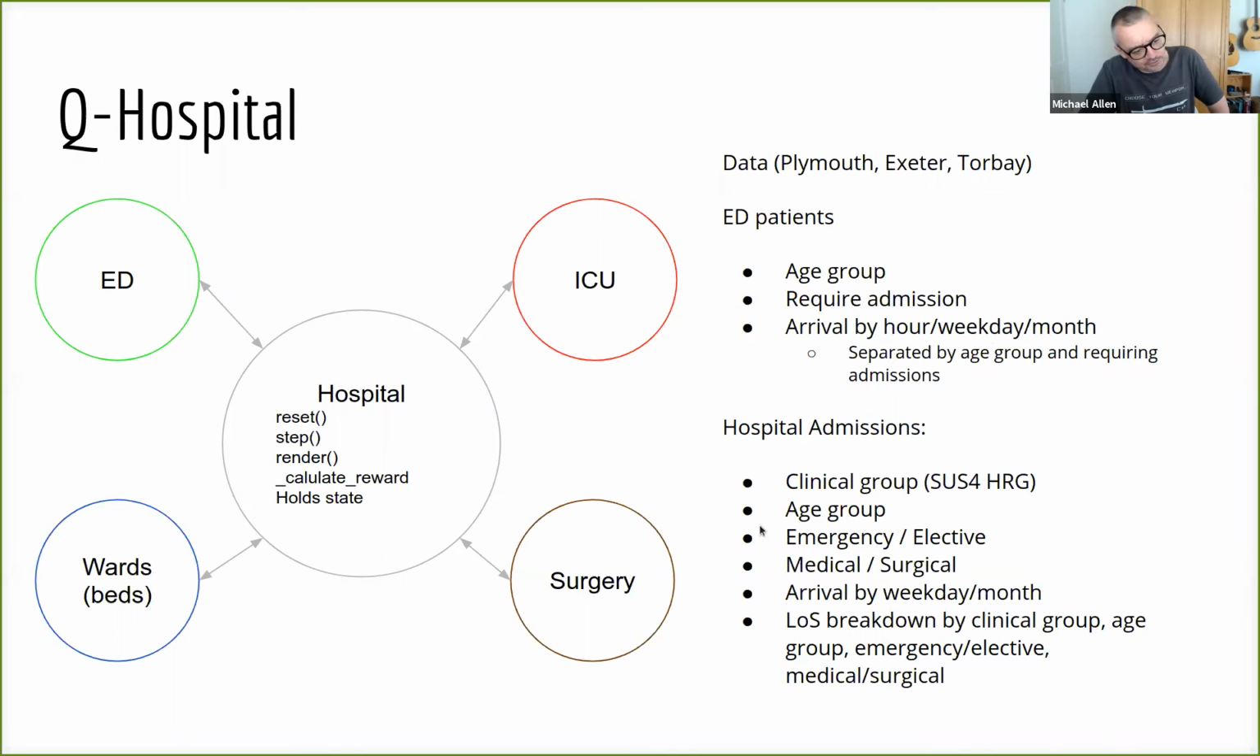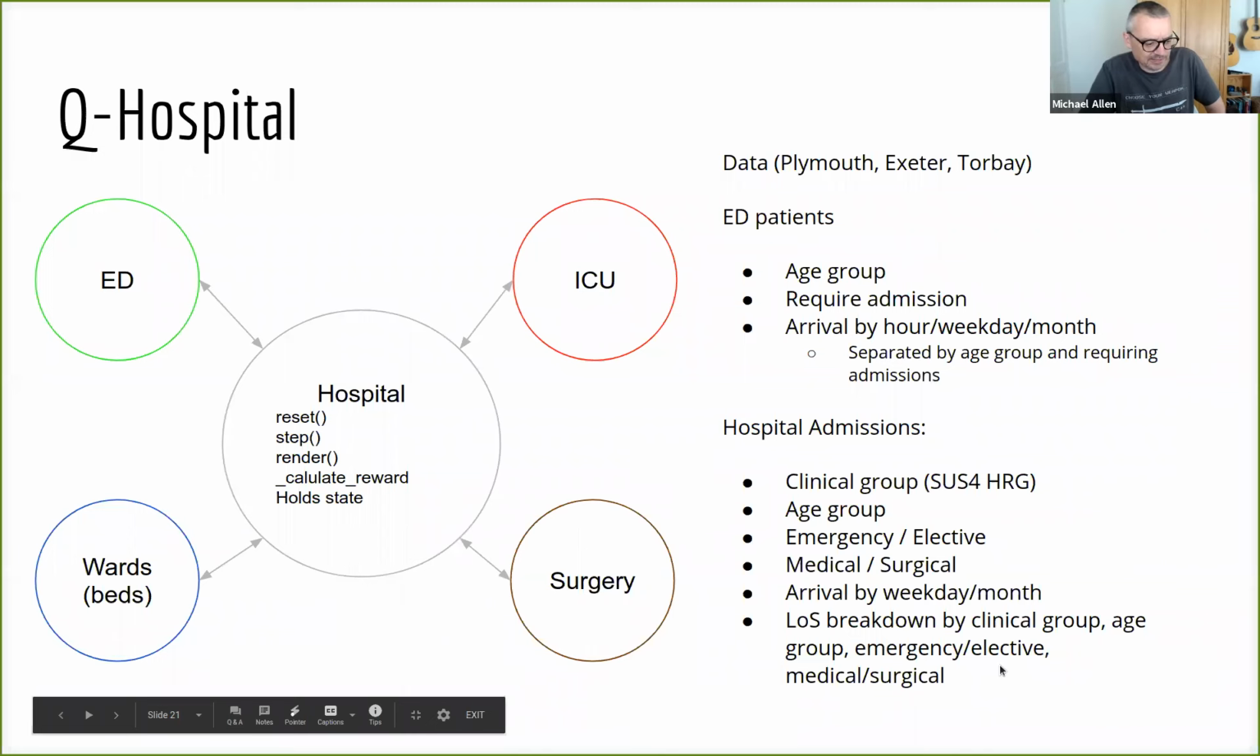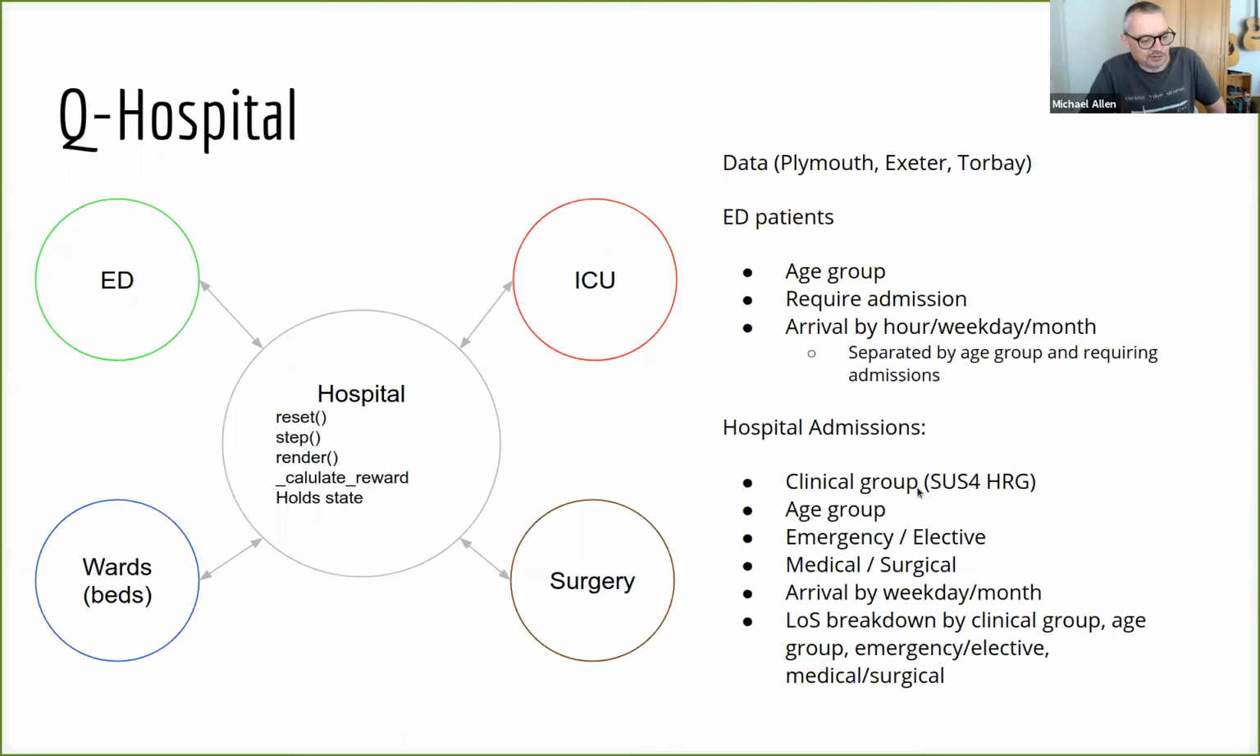And then hospital admissions are split by clinical group. I've used the SUS4 HRG group. I can't remember how many of those there are, 20, 30 something different groups. So it's a not too big, not too small way of dividing patients. Then three age groups, whether they're emergency, elective, medical or surgical, arrival by weekday or month, and length of stay breakdown by clinical group, age group, emergency, elective, and medical or surgical. So I'm slowly trying to build up a model, as simple as possible, that has some sensible stratification of patients going in and out of this imaginary hospital that's going to look something like Plymouth, Exeter or Torbay.